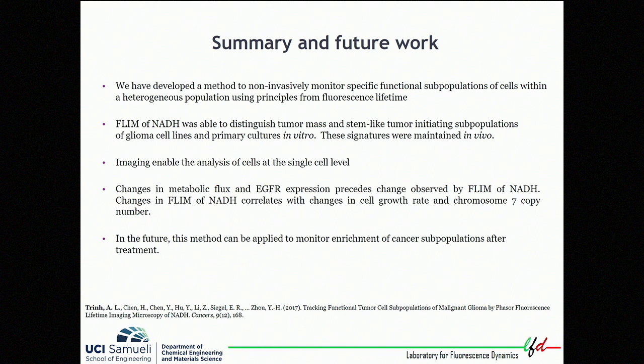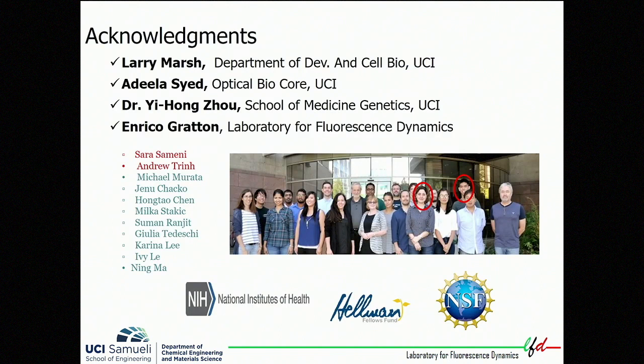And we've not only done this with glioblastoma cells, but we've also done this in the embryo to look at populations of cells and actually determine what cell fate these cells will have based on their autofluorescence signature. So imaging enables the analysis of the cells at the single cell level. We're able to visualize the changes within these cell populations, either in a tumor mass or within cells. And in the future, this method can be applied to monitor the enrichment of cancer cell populations for treatment.